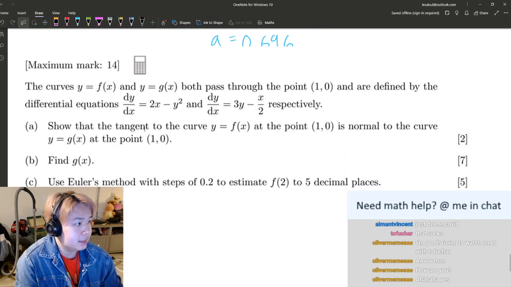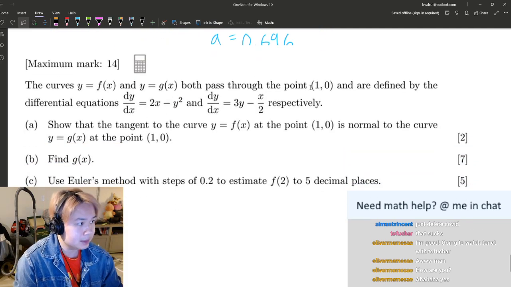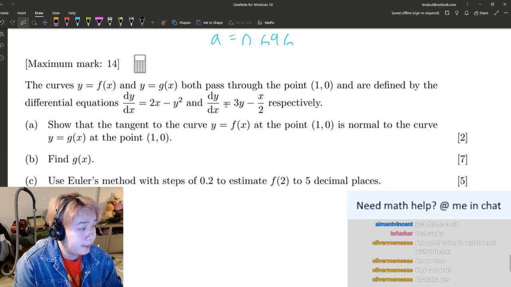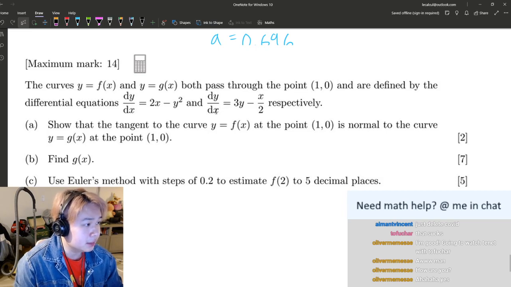Okay, so let's see. They both go through this point. And then here are the differential equations. Let's show the tangent at this point is normal to that point. Well, we can just plug in x and y to get the tangent gradient for each function. And then we just need to see if they're negative reciprocals of each other, which they probably are.